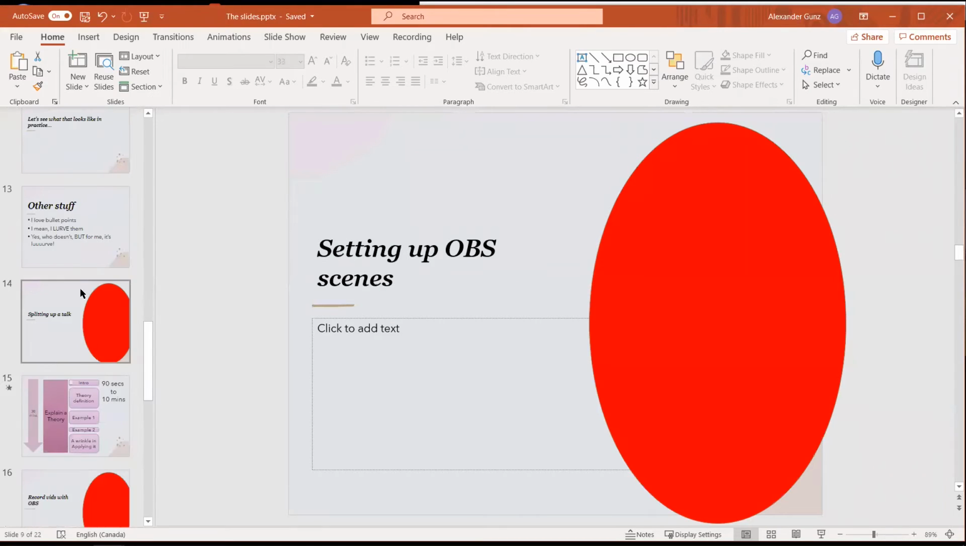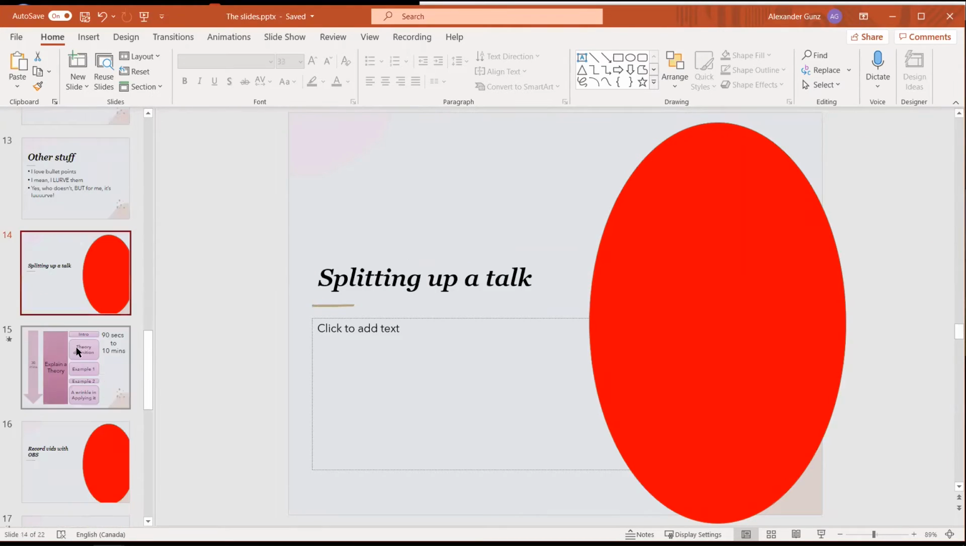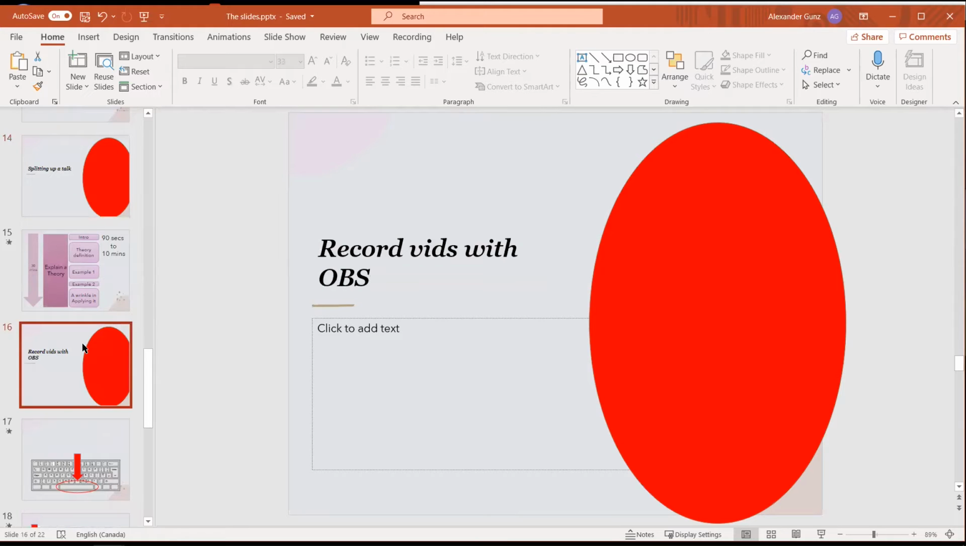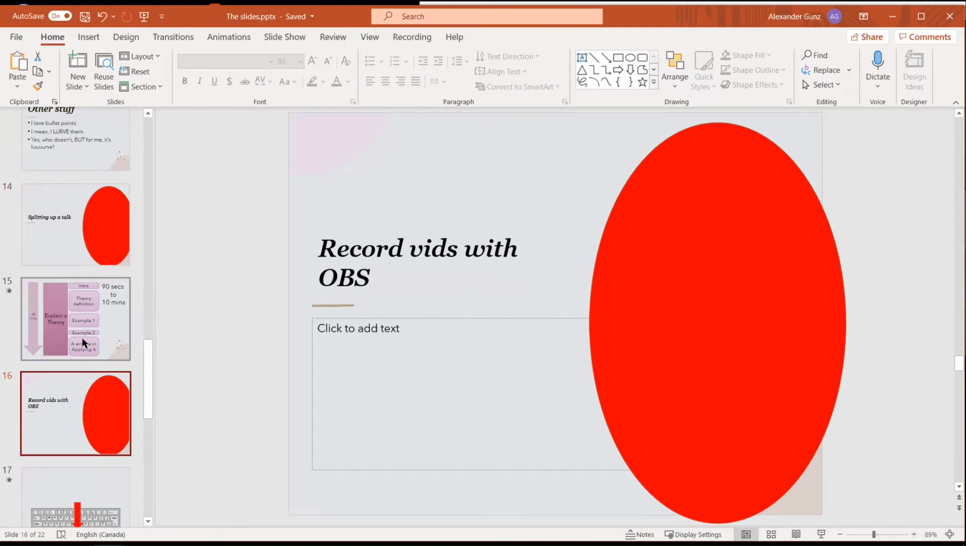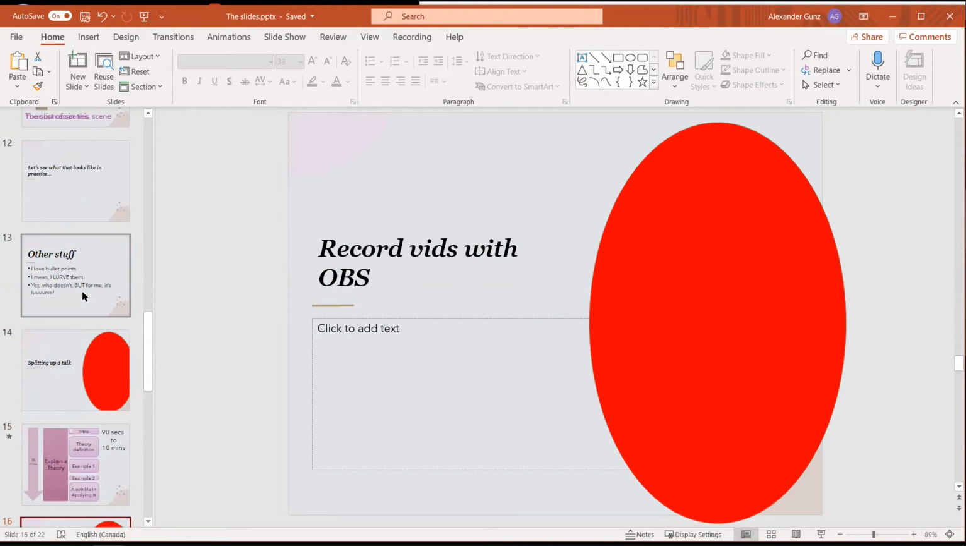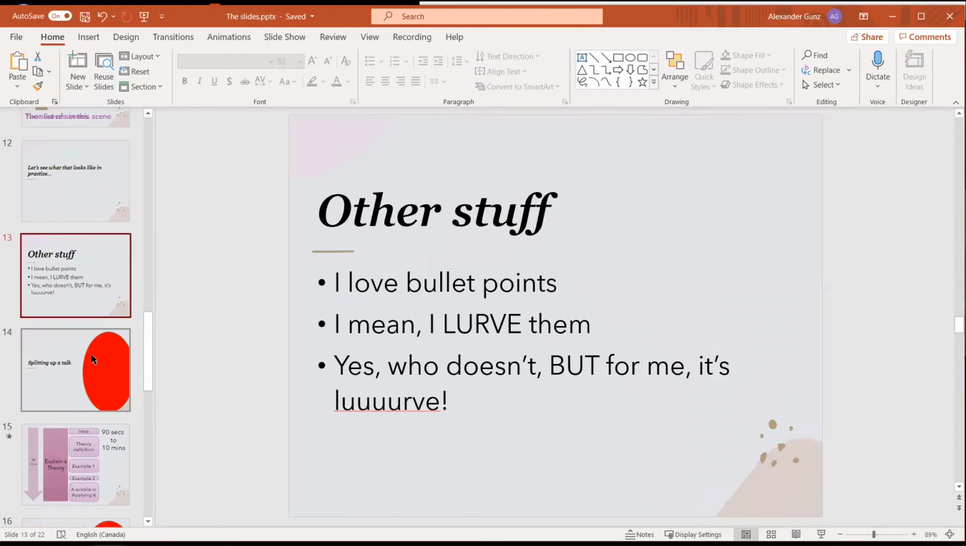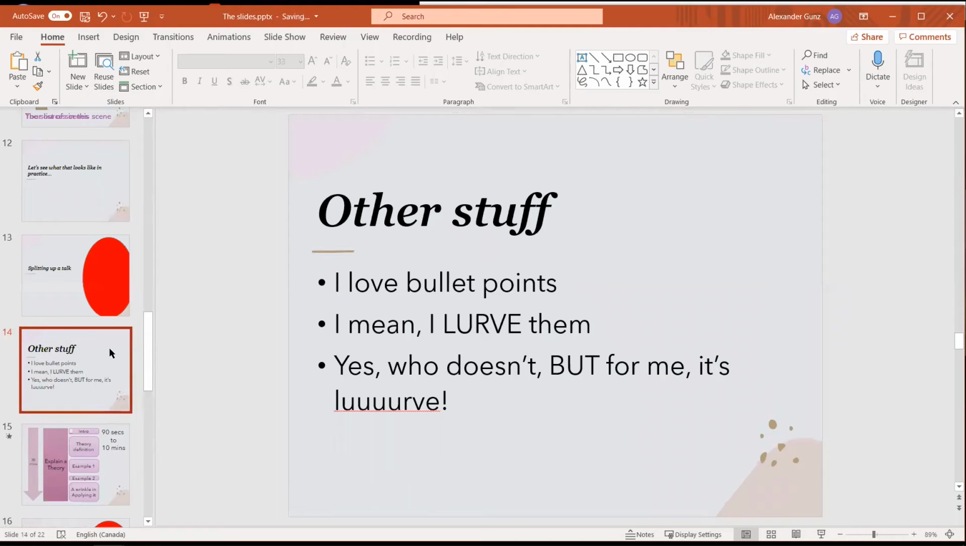And then the next one is about splitting up a talk. Oh, that's where we are now. And then the next one is about recording videos with OBS. And as I'm going through this, I might realize that some slide here is actually really about splitting up a talk. So I'm going to drag it down and put it in this section.